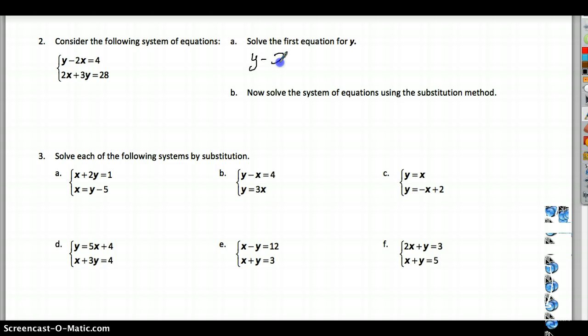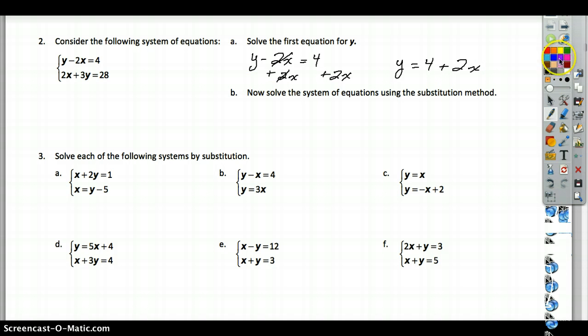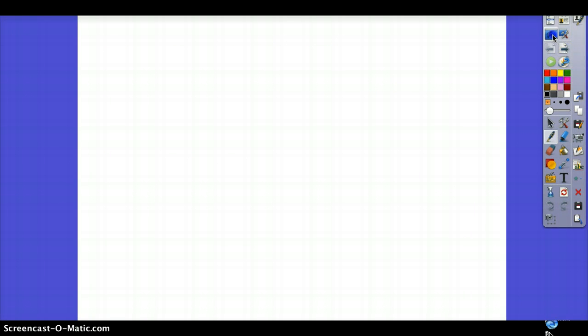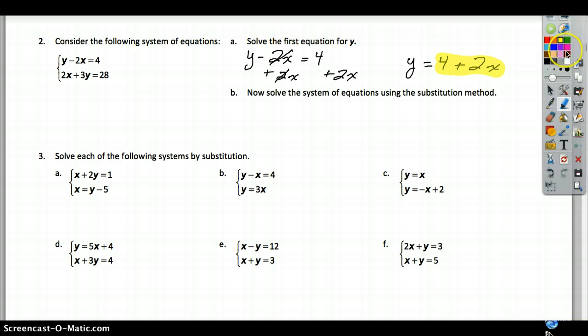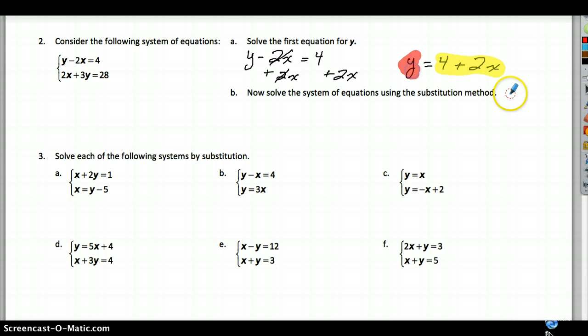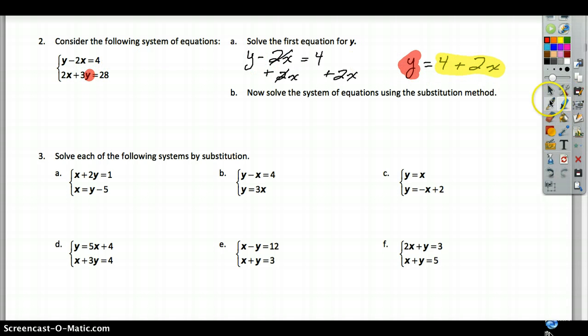I've got y minus 2x equals 4. Solve it for y. That means I'm going to add 2x to both sides, so I get that y all by itself. And I find out that y equals 4 plus 2x. Now solve the system using the substitution method. So really what I'm going to do is substitute 4 plus 2x anywhere I see a y in the other equation. So right here I see a y, and instead of the y I'm going to substitute 4 plus 2x.